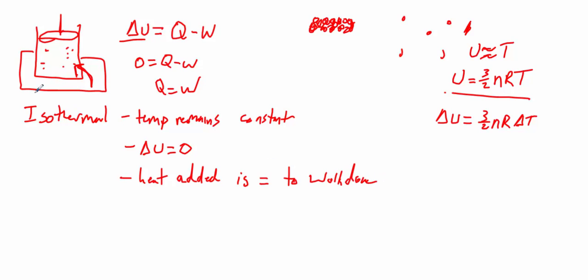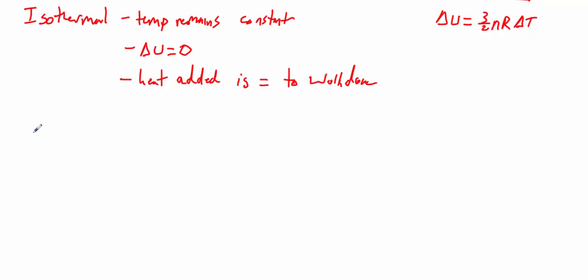Now, this is if this happens at a constant temperature and temperature doesn't change. However, not all processes are like that. So next we go to an adiabatic process. In adiabatic, instead of keeping the temperature constant, what we say is we keep the heat from flowing. So no heat flows.